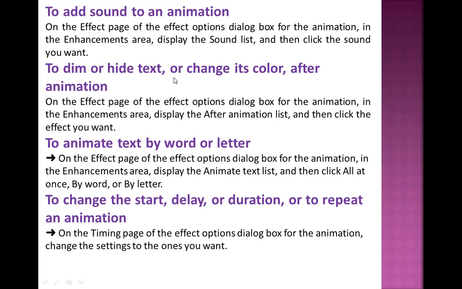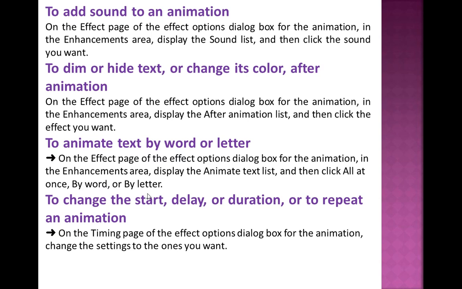Then how to dim or hide. Same process, go to the effects page. Then how to animate text. Same process, go to the effects page of the effect option dialog box. In the enhancement area, display the animate text list and then click all at once, by word or by letters.